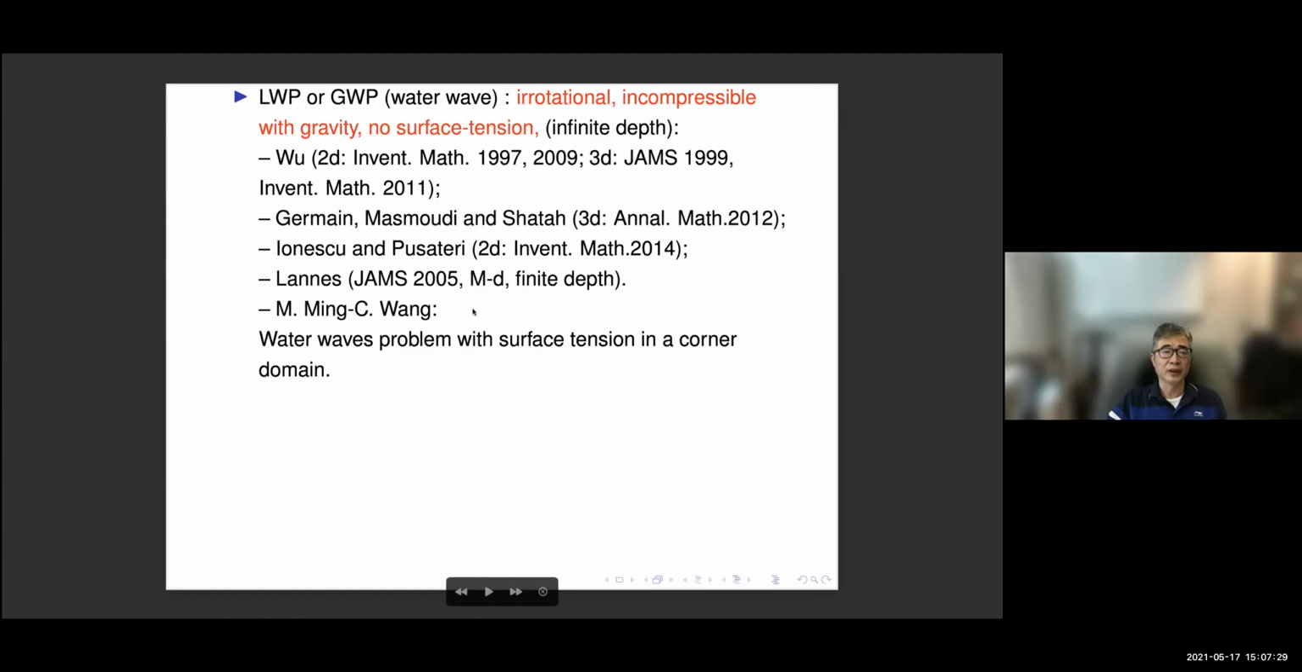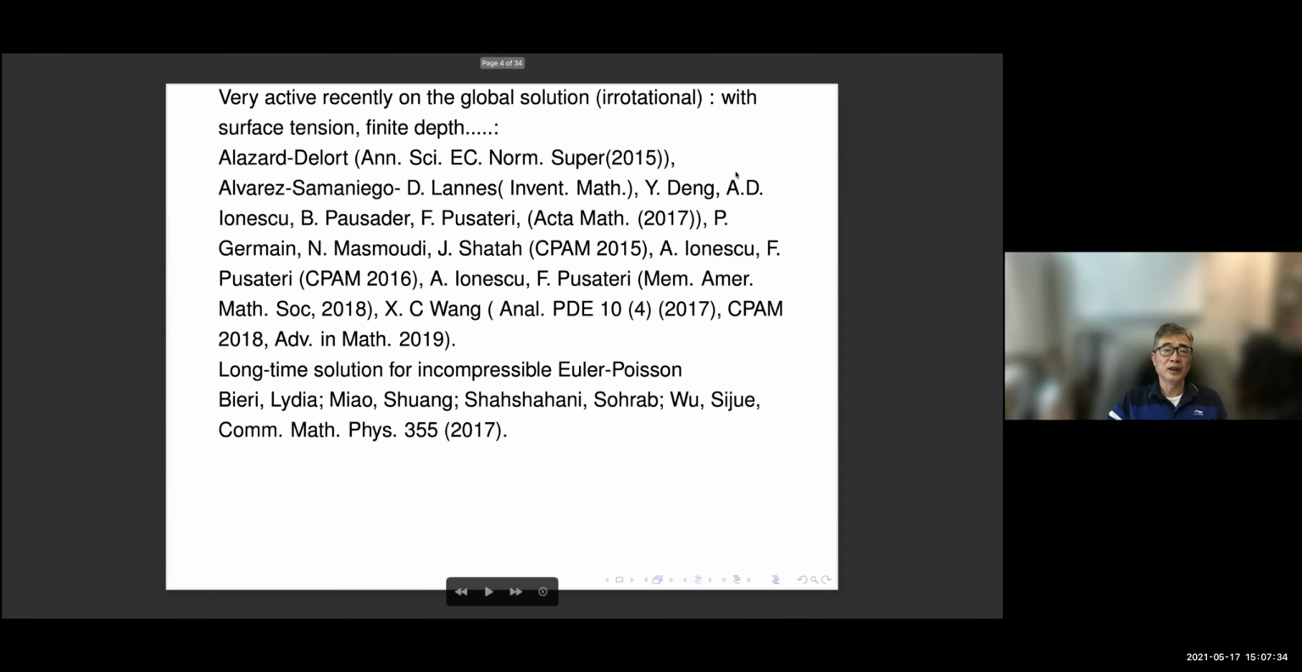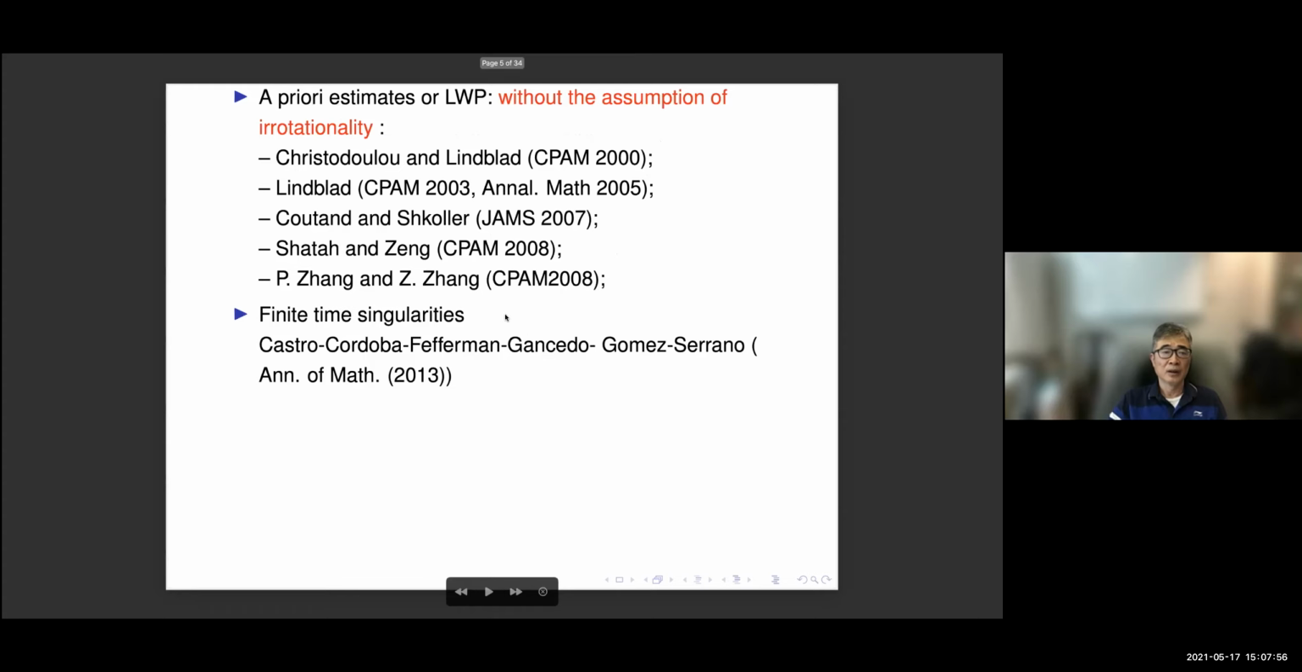And also for the global solution for the irrotational case, of course, you assume irrotationality. In various settings, for example with surface tension, finite depth, and so on and so forth, the results are very active. Just now I mentioned the results for the case of irrotational flow.